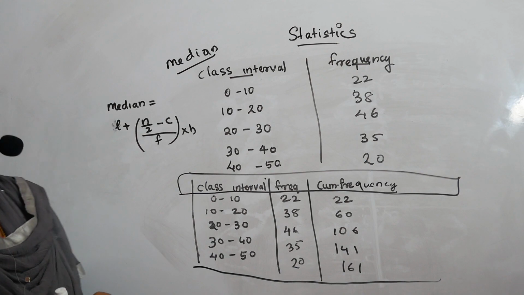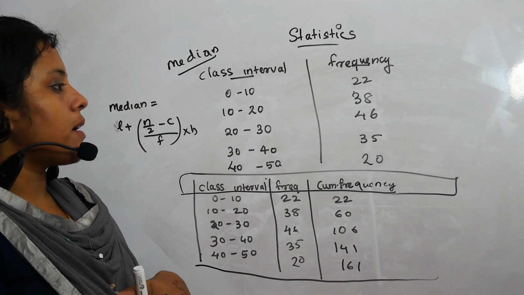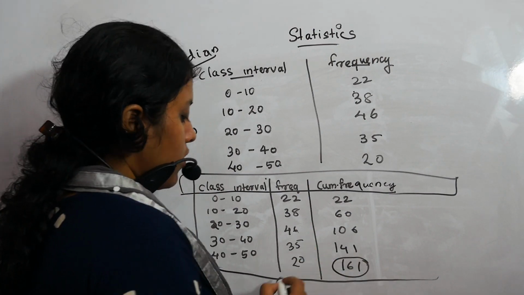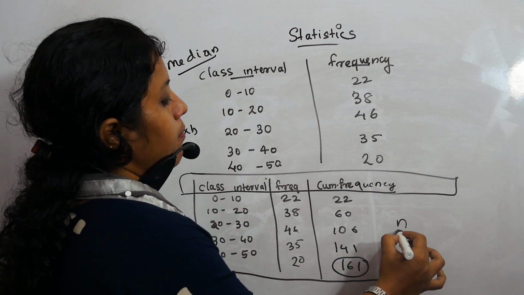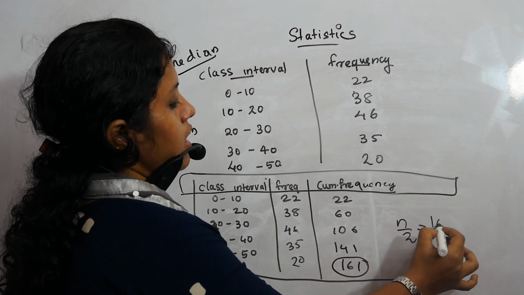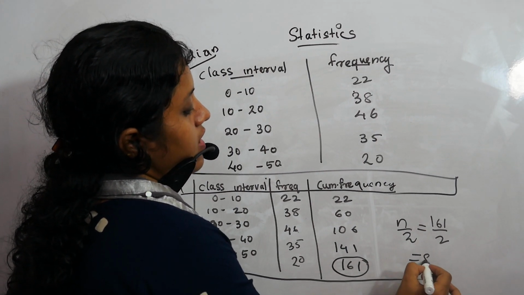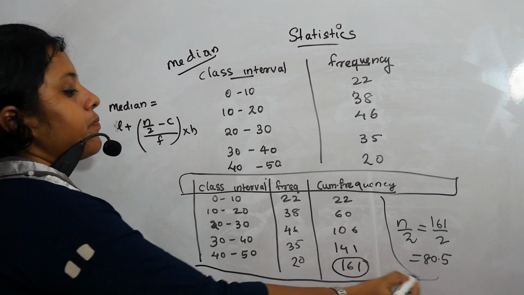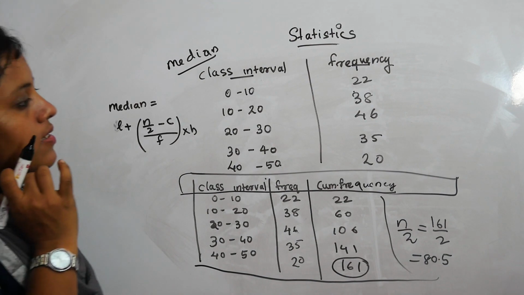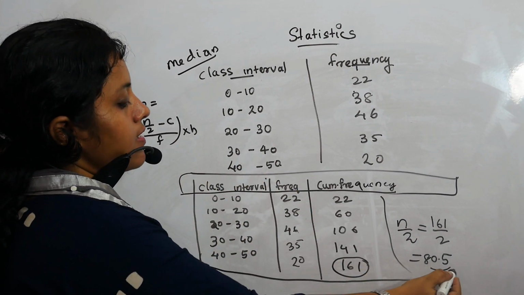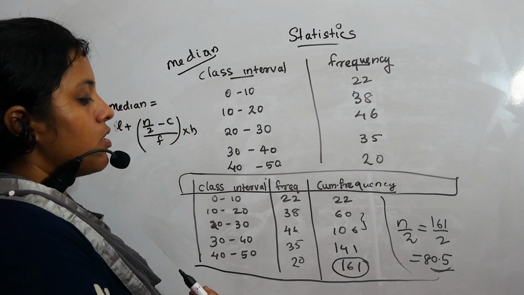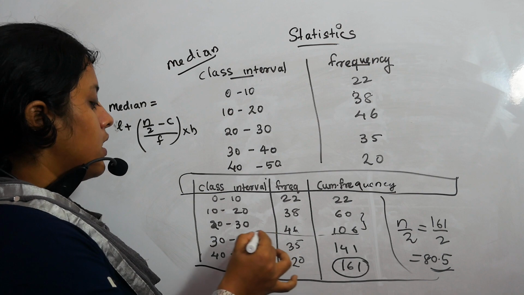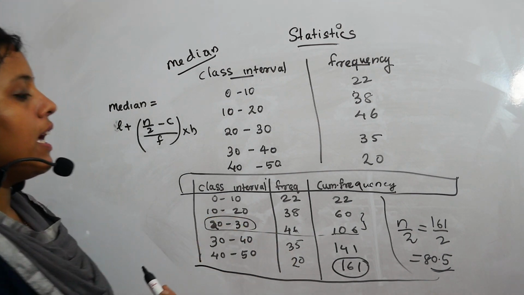So how can you get the median class? The median class is found by checking the total number. Here it is 161, no? So we take n by 2, that is 161 by 2, which is 80.5. Understood? So that is my n by 2. Where is that coming? 80.5 is coming in between 60 and 106. So my median class is 20 to 30.